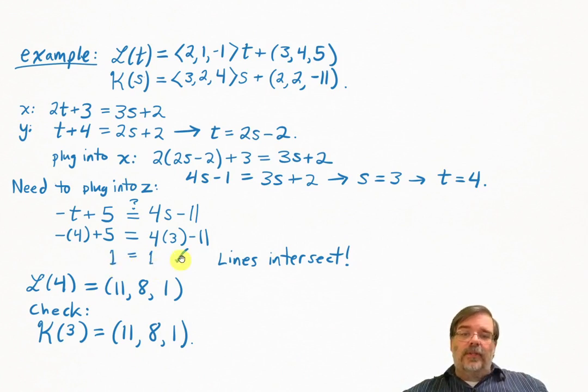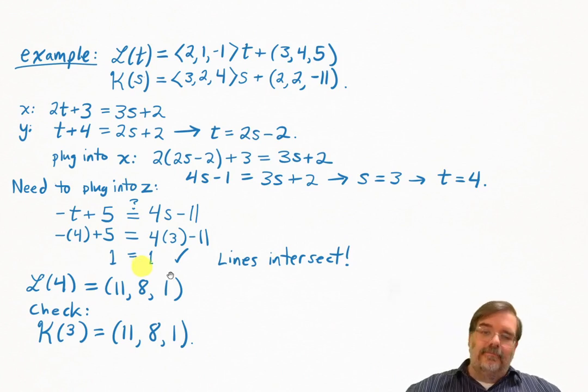So to find the actual point, you could plug, say, the t value into the equation L, and you'll find that L of 4 is equal to 1181. And there's a nice easy way to check your work here. You can plug the other parameter value into the other equation, and you should get the same point. And so here, K of 3 equals 1181. So hey, we got the same point. And so these two lines both pass through this point. The lines do intersect. And again, the lines don't intersect if, when you plug into the third equation, you got two numbers that weren't equal. That would mean they don't intersect.